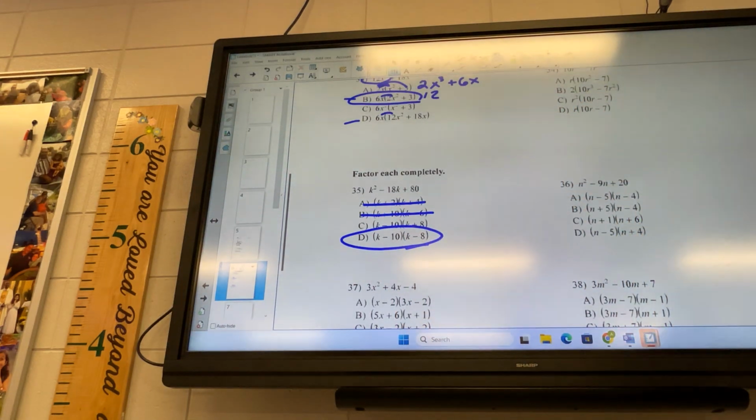You can say minus 10 minus 8. Okay, or what was the other one? Minus 10 plus 8. Okay, it would say equals 18 if it worked out.